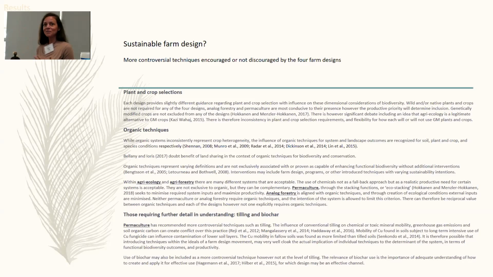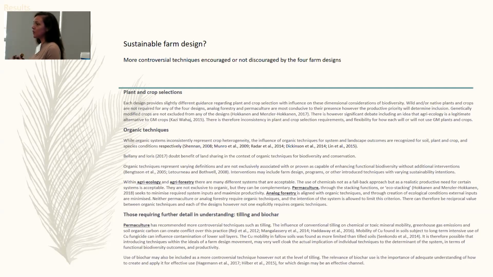Not in the literature or in practice actually. And then there's some of the practices that have been encouraged by permaculture, for example, like tilling, are actually controversial when you look at the effect of tilling. In some cases it is very beneficial, in other cases it's not. So it's sort of like saying if you're going to use a farm design approach, everything they're recommending isn't necessarily sustainable, so you really need to be careful about what it is.